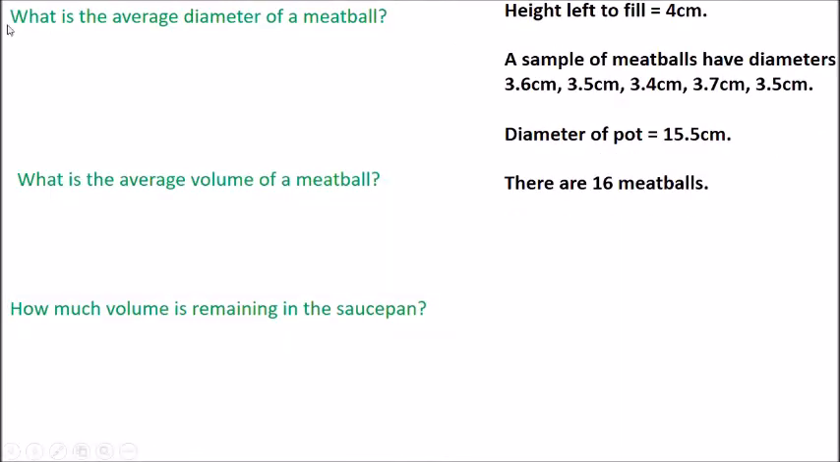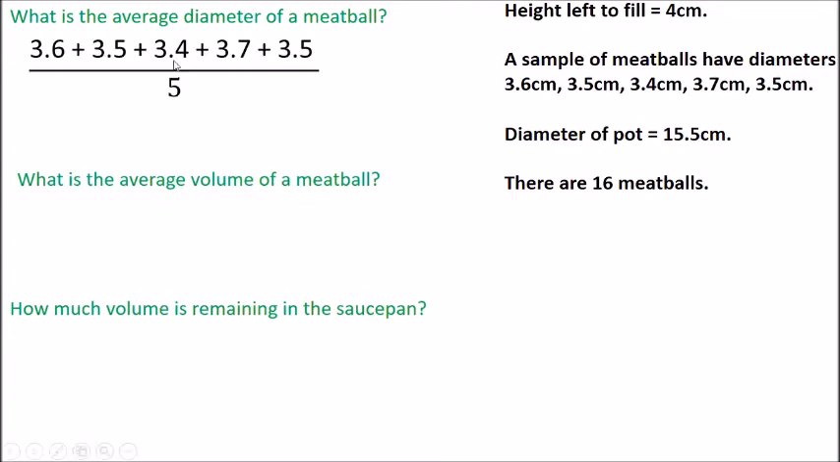Okay, so first of all, I'm going to answer, what is the average diameter of a meatball? I have a sample of 5. Let's think back to how we would find the mean of a set of 5 numbers. I'm going to add these 5 numbers together and divide by how many numbers I have. So I have 5 values, so I divide by 5. That tells me that each meatball is, on average, approximately 3.5 centimetres.